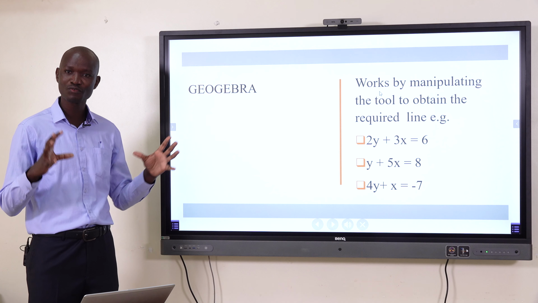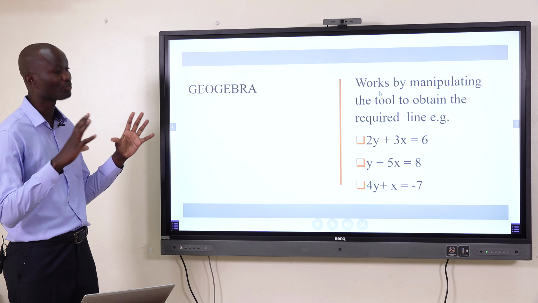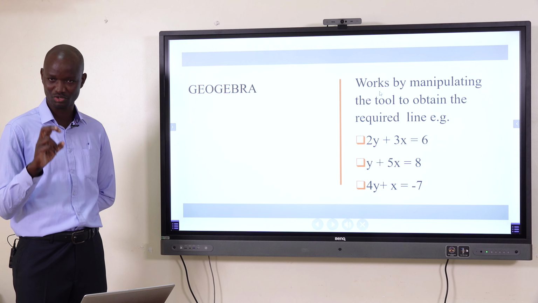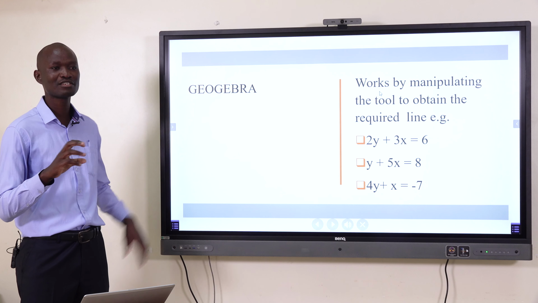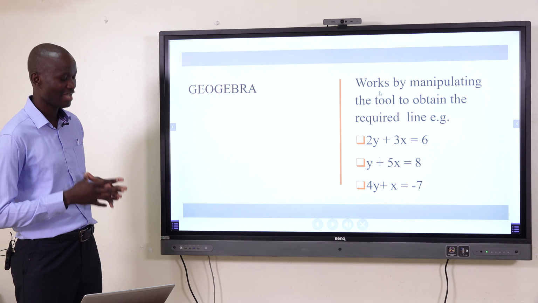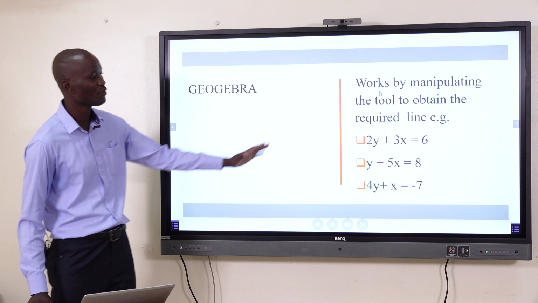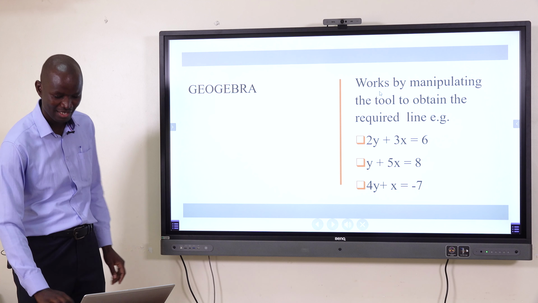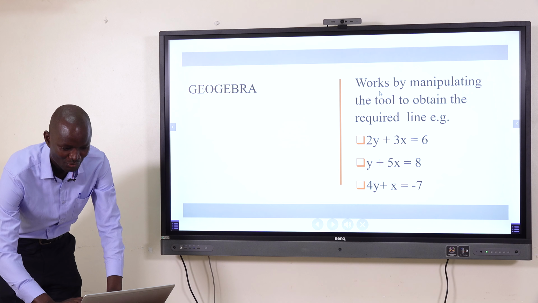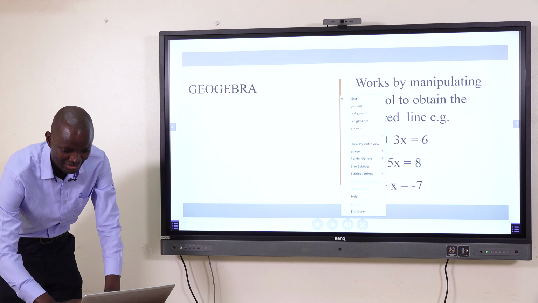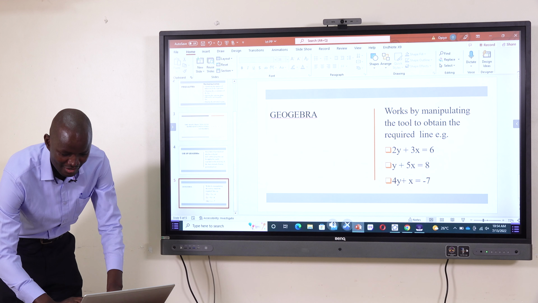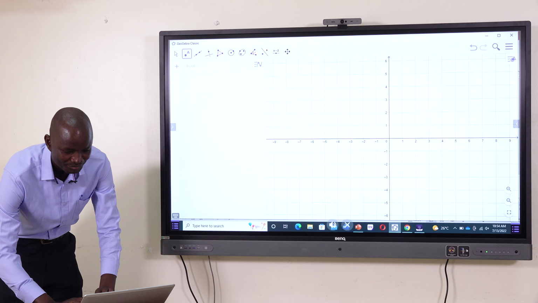The interest of linear programming is to come up with what we call the wanted region, the wanted region that a student can use in optimizing. And therefore, in this lesson, we will be drawing the lines to identify the wanted region. And therefore, let's get to the Geogebra, this digital tool, and then we see how to draw the lines.